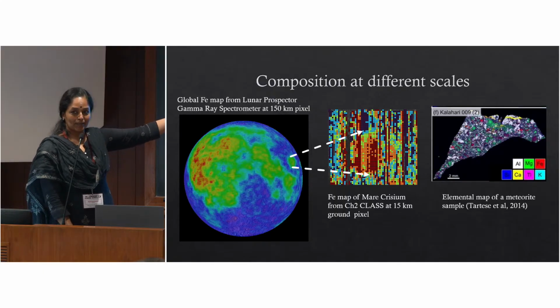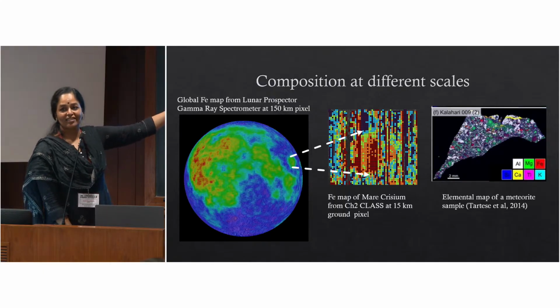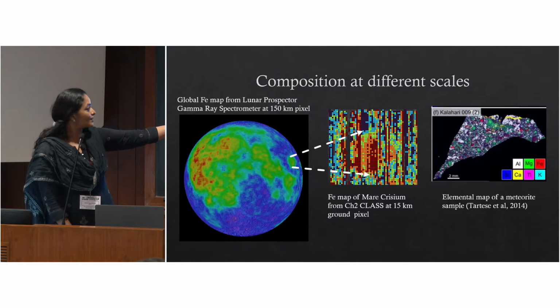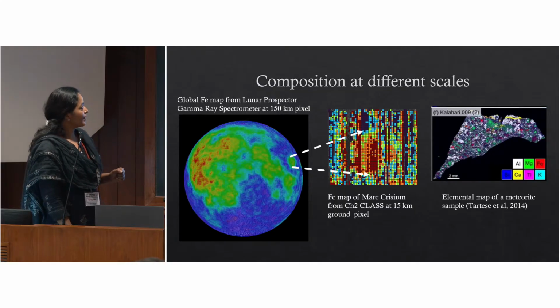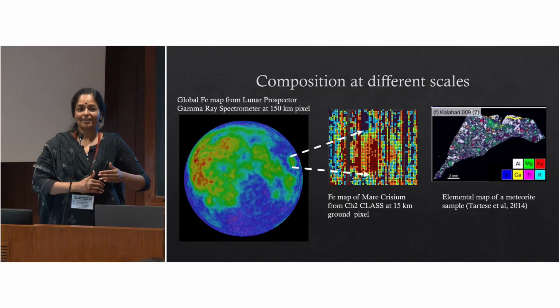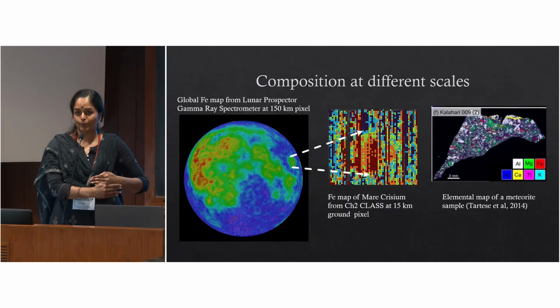And you do an X-ray map, and you see how diverse it is within that. The line down there is 2 millimeters, so it's a few millimeters wide. Composition at different scales tells you different things.